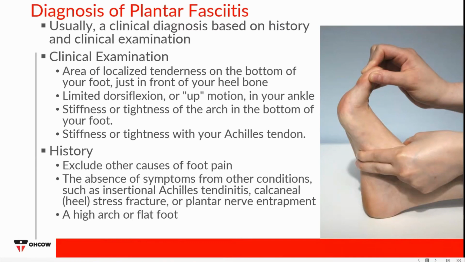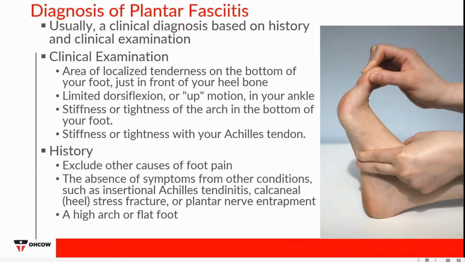Associated with this, you may have decreased flexion and tightness of the ankle joint. And you will also want to examine the Achilles tendon to look for tightness there. So usually clinical diagnosis, plain and simple: stretch out the toes, apply pressure in and around the heel area, and the patient will complain of pain.